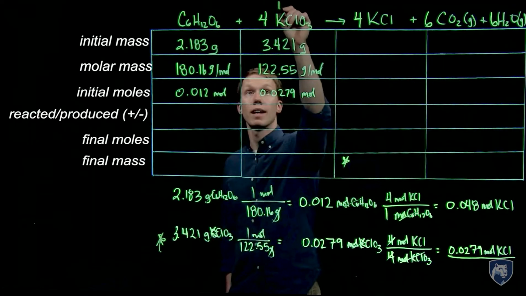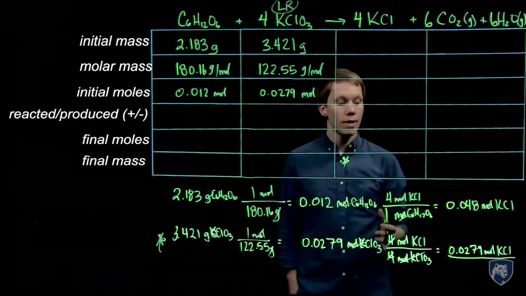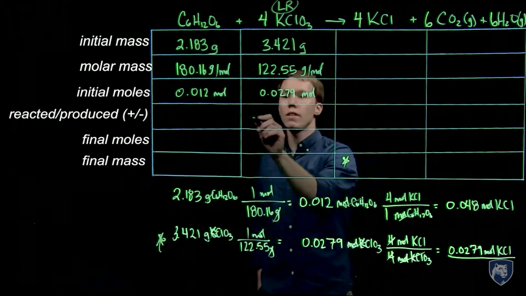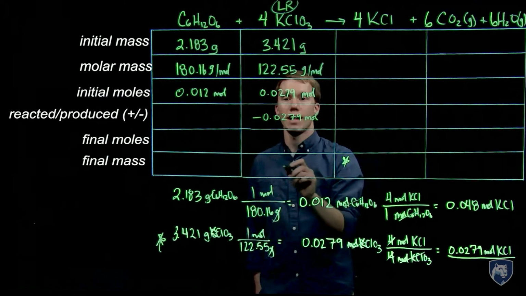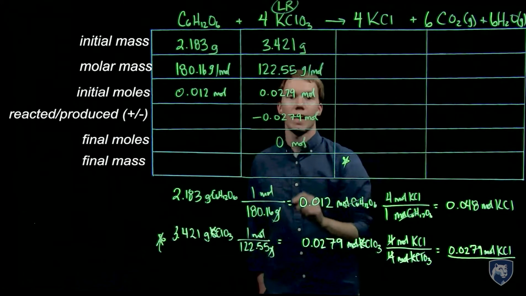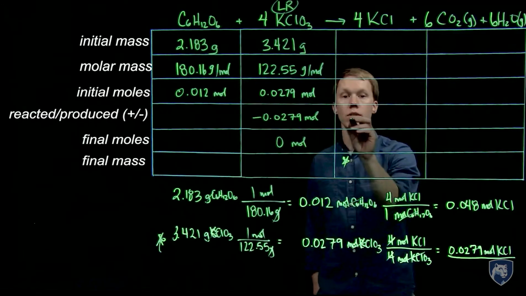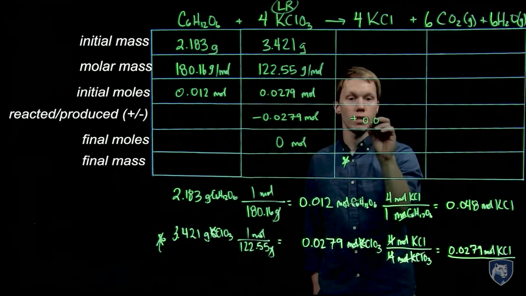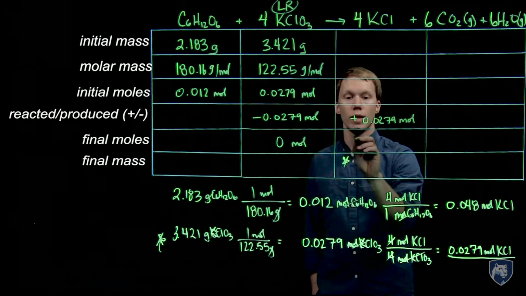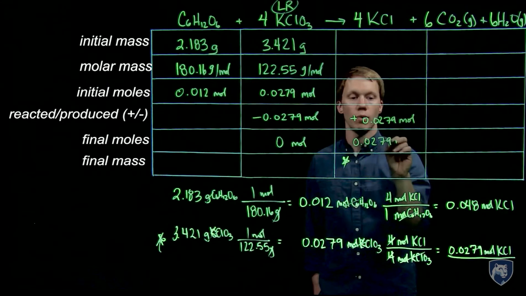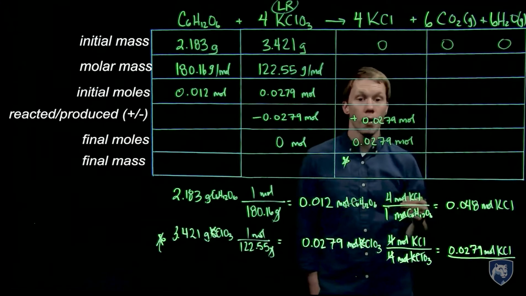I'm just going to write that up here and circle it, saying that that's my limiting reactant. It will determine how much product that I make. So all of this will be consumed, and we will be left with 0 moles of that reactant at the end of the day. And then KCl, we would produce 0.0279 moles and be left with 0.0279 moles at the end, since we started with 0 of all my products.